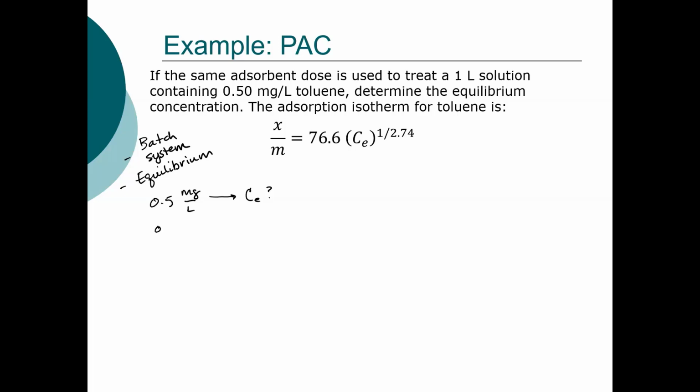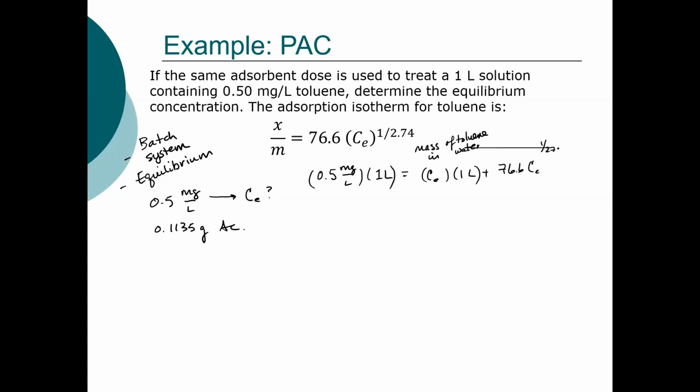Because in this case, we're going to use 0.1135 grams of activated carbon. So now we have 0.5 milligrams per liter times 1 liter, same as before. We have the mass, in this case toluene, in the water. So that is equal to C sub E times 1 liter plus 76.6 times C sub E, in this case to the 1 over 2.74, times the 0.1135 grams. And we need to solve for C sub E.